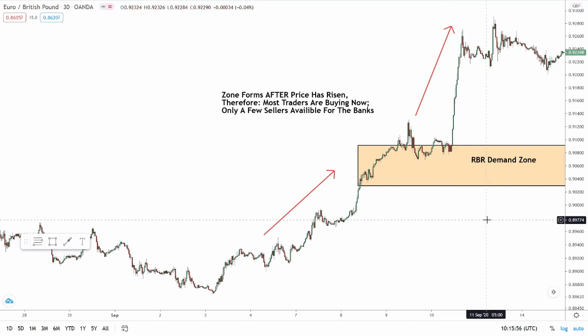It's exactly the same. Since the banks can't buy as much due to the low number of sellers, that results in a weaker zone forming. The banks aren't interested in making price reverse from a point where they've only purchased a tiny amount. It wouldn't be worth the effort. That results in a weaker zone. The banks can't buy or sell as much. Therefore, they're not that interested in making price reverse when it returns.